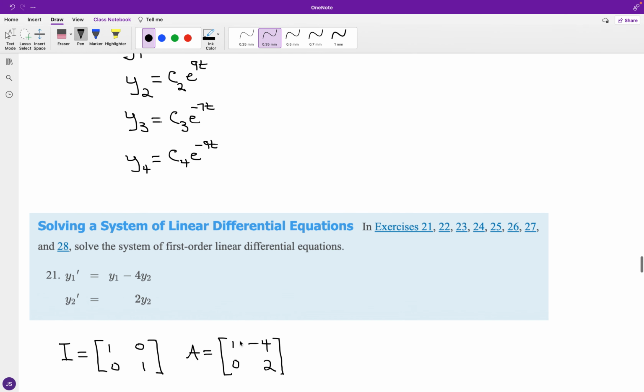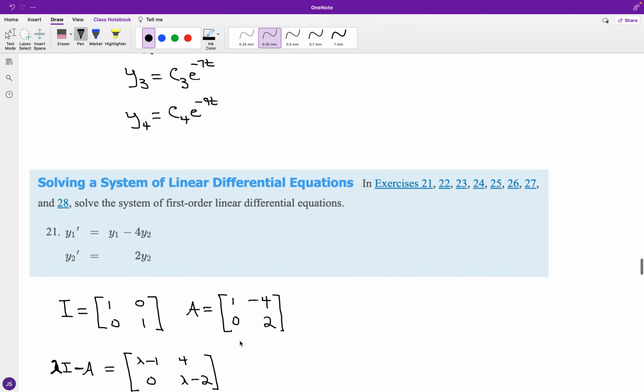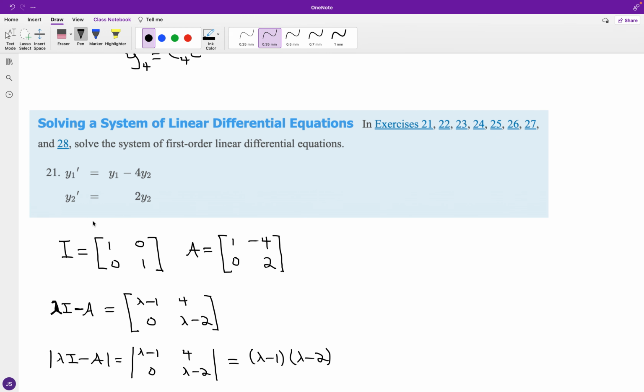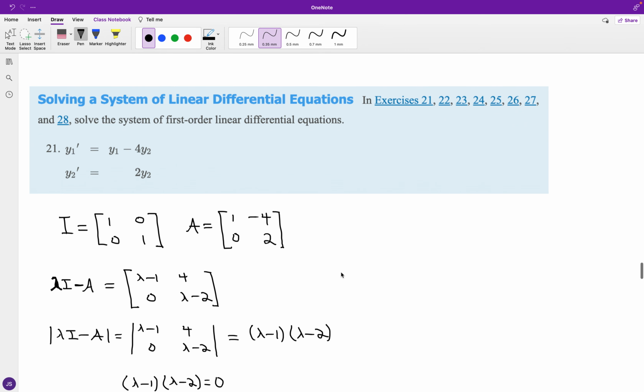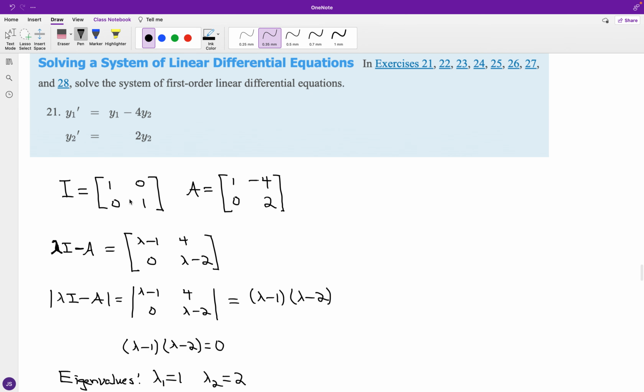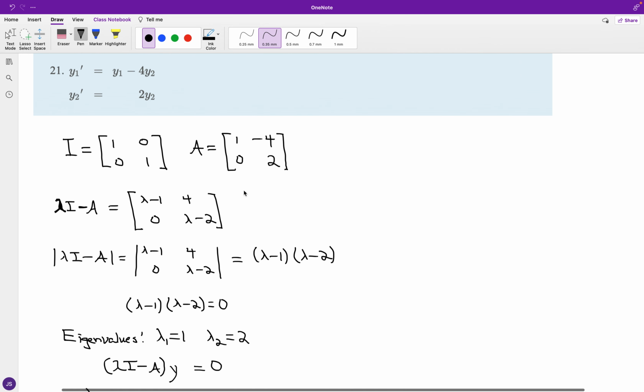And we have also looking at solving systems of linear differential equations. Let's say that in the case of the first order derivative of y sub 1, we have y sub 1 minus 4y sub 2. And the first order derivative of y sub 2 is equal to 2y sub 2. So again, we have the identity matrix at 1, 0, 0, 1. And the coefficient matrix we're going to have at 1, -4, 0 due to the missing y sub 1 term, and 2 in reference to 2y sub 2. And for lambda I minus A, we have lambda minus 1, and subtracting -4 is going to be a +4.